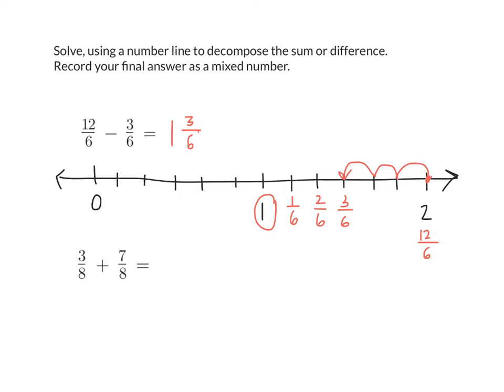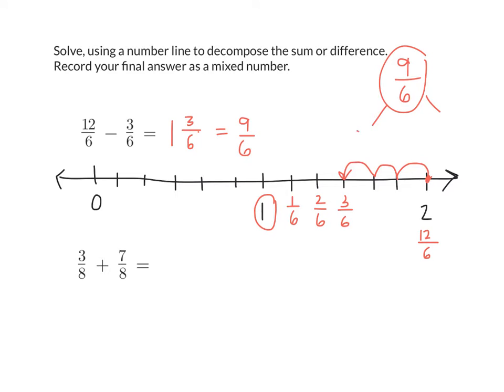Everyone, what's 12 minus 3? 9. So what's 12/6 minus 3/6? 9/6. Is 9/6 the same as 1 and 3/6? Because if I had 9/6, I could take out one whole. How many 6 are in one whole?